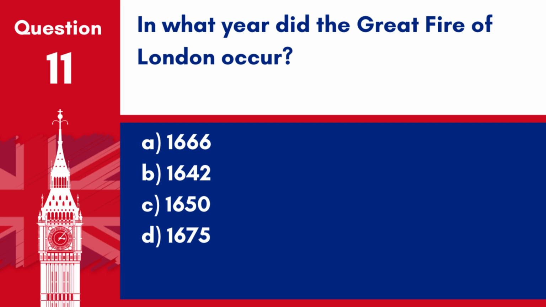Question 11. In what year did the Great Fire of London occur? A. 1666. B. 1642. C. 1650. D. 1675. Answer. A. 1666. The Great Fire of London, which devastated a large part of the city, occurred in 1666.